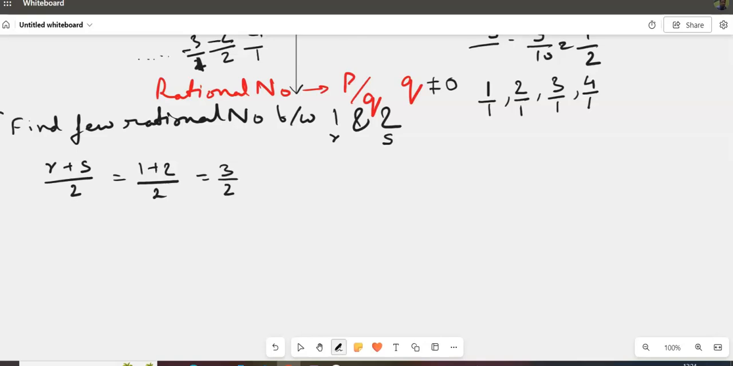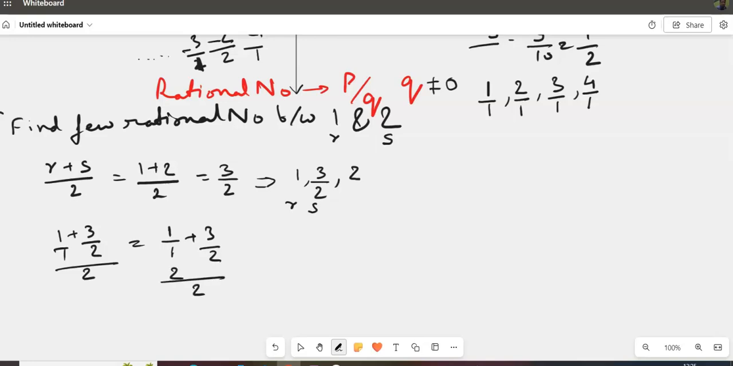Let's say we go on with this formula and we try to take out another number. So this number is in between what? 1, 3 by 2 and 2. These are the extreme numbers, and 3 by 2 is somewhere in the middle. Now to get another number, we can use the same thing, but here we keep these two numbers as r and s, so it will be 1 plus 3 by 2 by 2. We solve it like this, and it will become 5 by 4. So 5 by 4 is another number between 1 and 2.